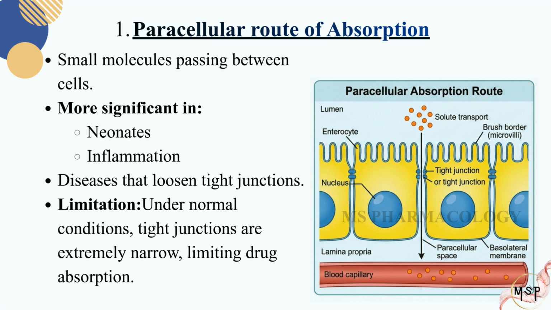This route becomes more significant in neonates and during inflammation, in diseases where tight junctions are loosened. However, under normal conditions, tight junctions are extremely narrow, limiting absorption through this pathway.